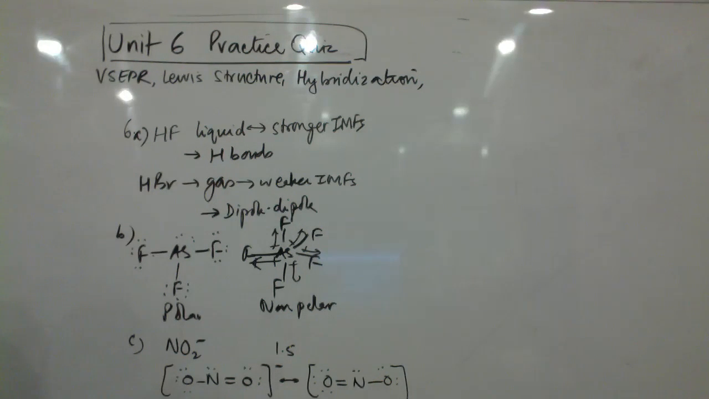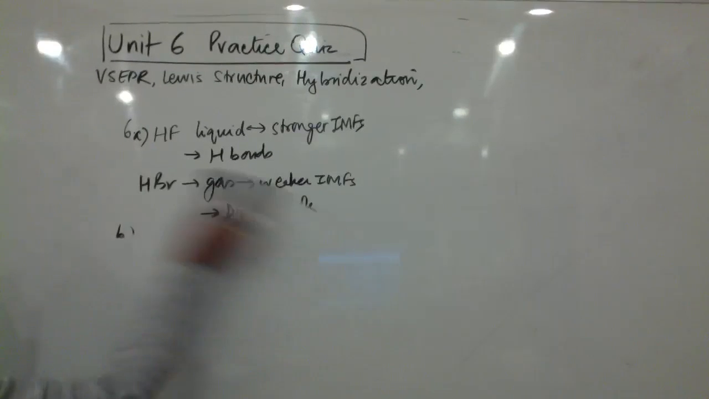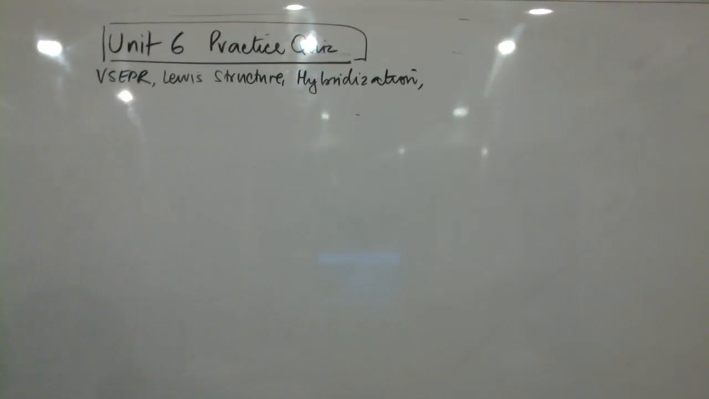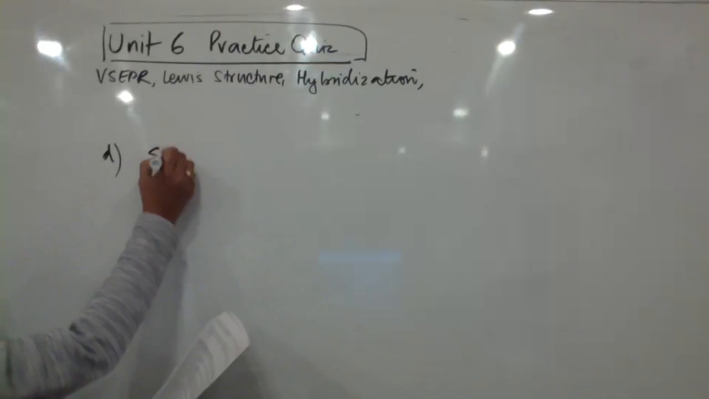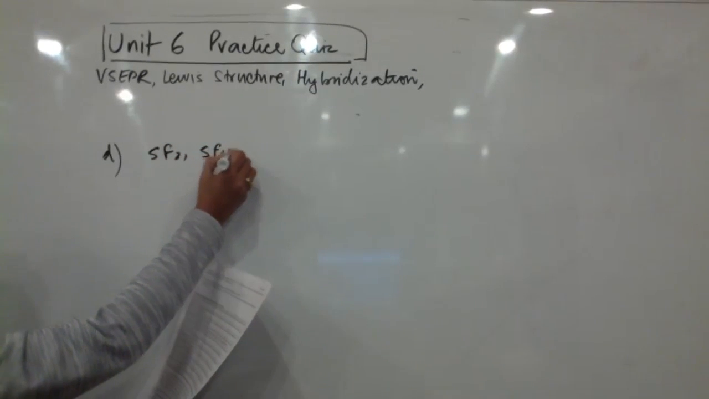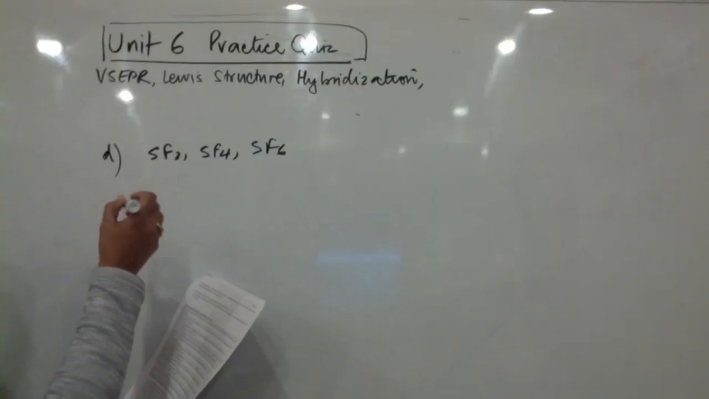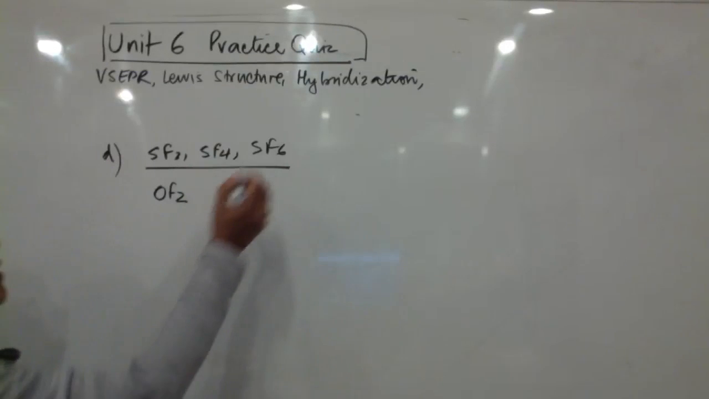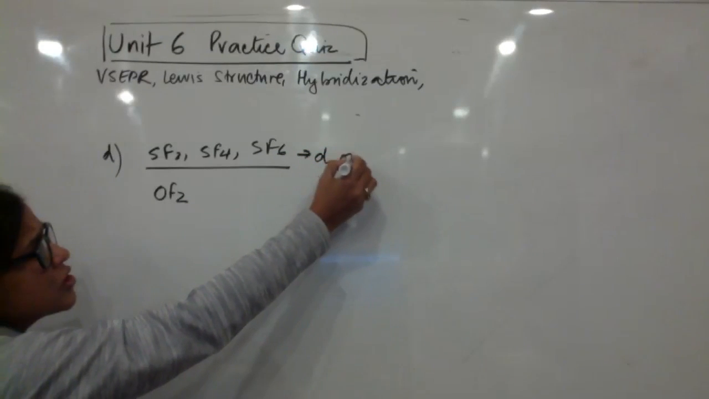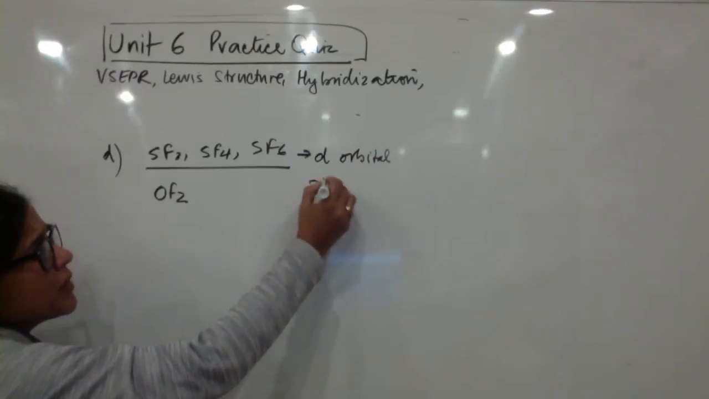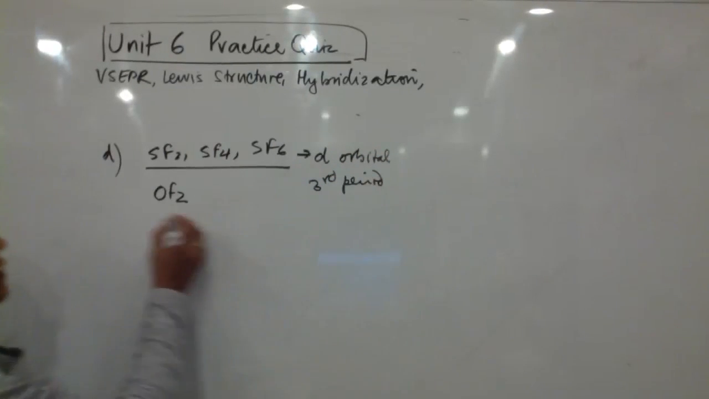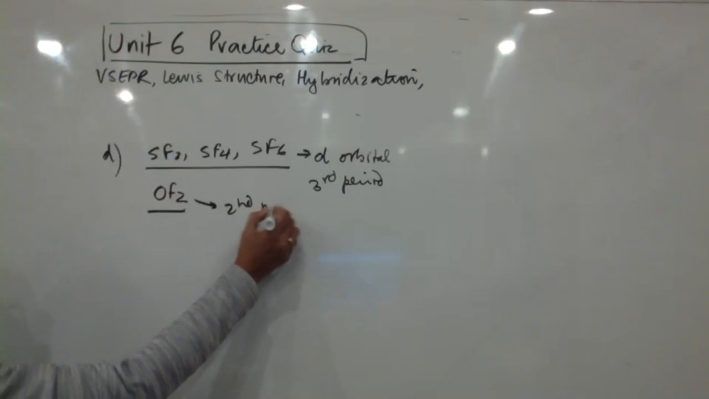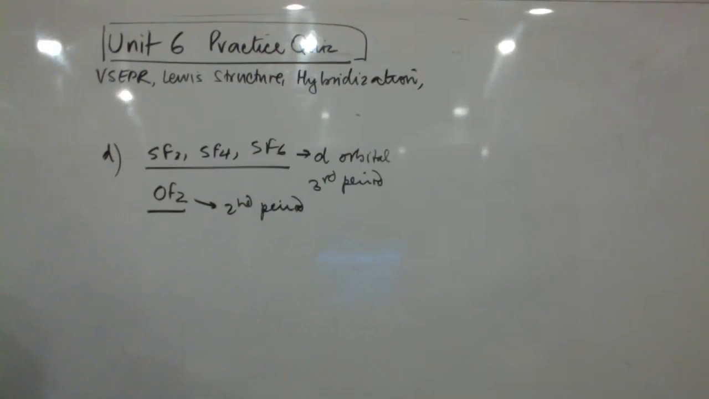Then part D says, I'm going to erase this. And part D of this says, for sulfur fluorides, SF2, SF4, and SF6, these are known to exist, but only OF2 for oxygen exists. That's because sulfur can expand its octet due to the presence of d orbitals present in third period. Third period on, you have d orbital. But in oxygen, which is in second period, there is no d orbital to expand the octet. Hence, you have only one OF2.